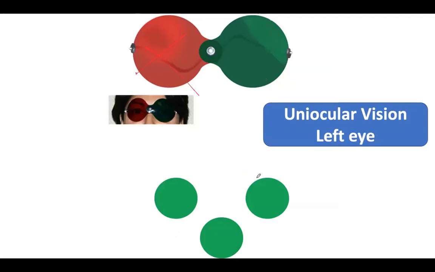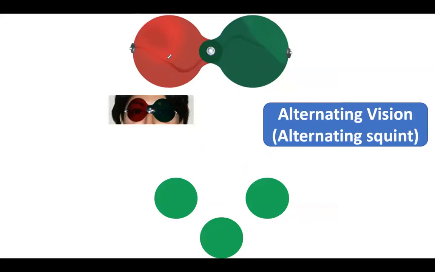So he will see the 2 green dots with the green eye, and the white dot will be seen green again by the left eye. So he is seeing only with the left eye and he has right eye suppression.